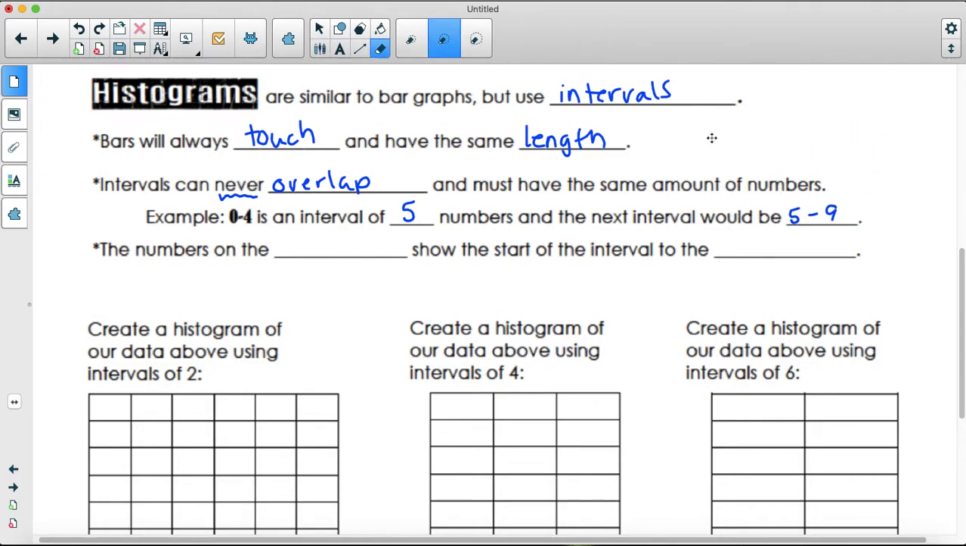So all intervals have to have the same numbers in between them, and they can never overlap. So my example of 0 to 4 does not overlap with 5 to 9. The numbers on the left show the start of the interval to the right, which is the new section.